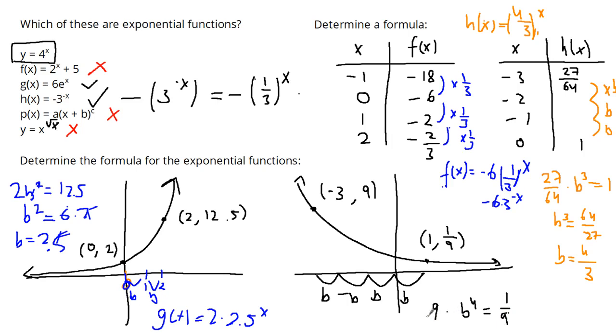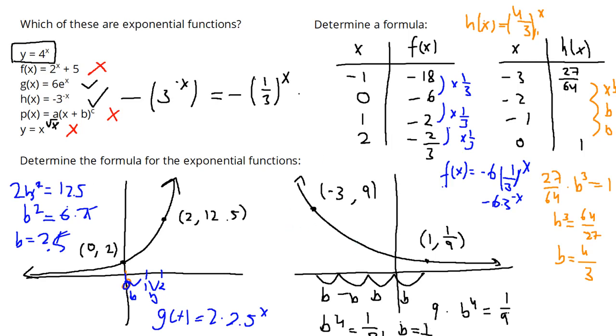So you multiply by 1/9 on both sides. You have b to the 4th is 1 over 81, and then b is equal to 1/3. It can't be negative because that would just flip the thing over. So it's 1/3. It lowers the thing down every single time by 1/3.